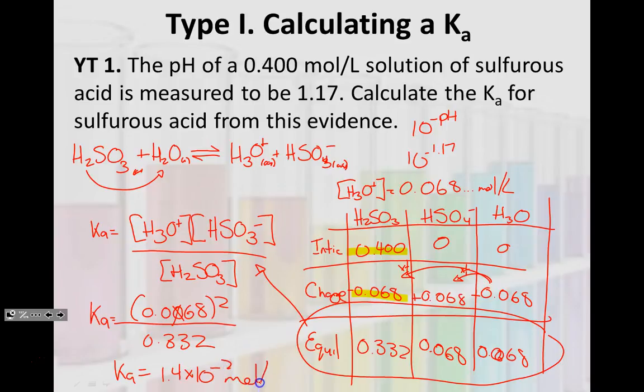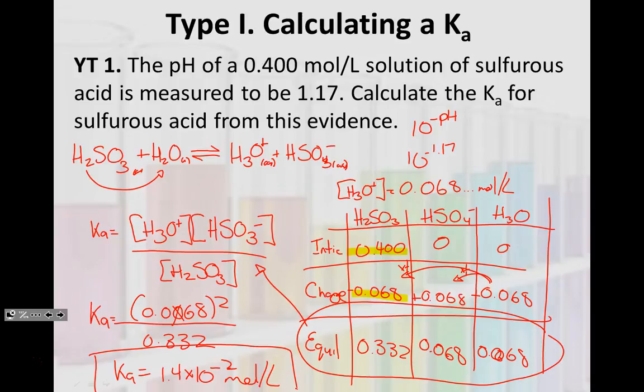And remember we said yesterday, Ka concentrations, or Kas, can actually have a unit, unlike an equilibrium value for Kc. And Ka values are always written to 2 significant digits.